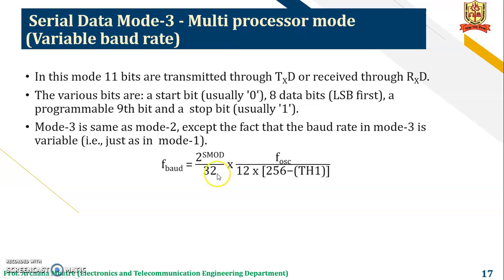So the baud rate can be calculated by 2 raised to SMOD divided by 32 times F oscillator divided by 12, times bracket 256 minus TH1 register value. So these are the modes of serial communication of the 8051 microcontroller.